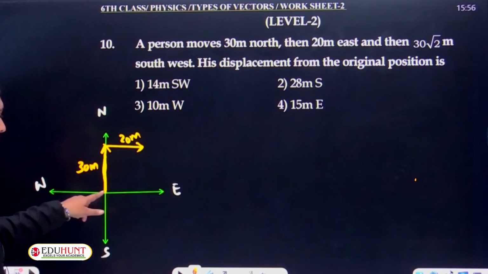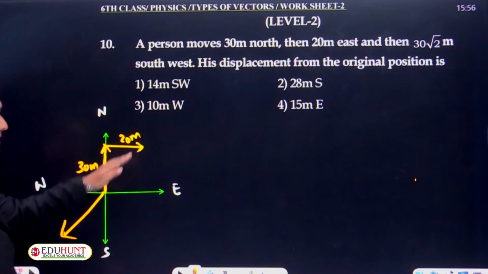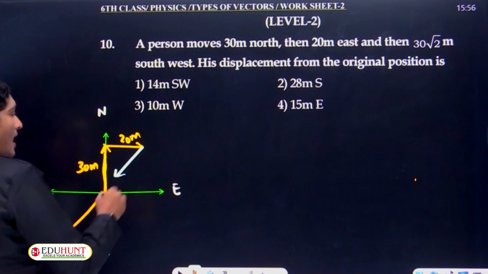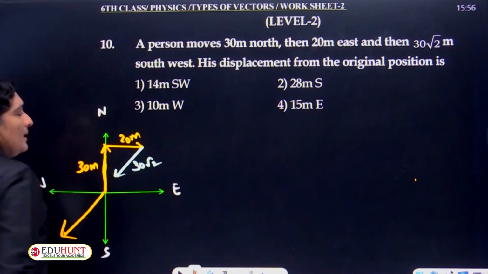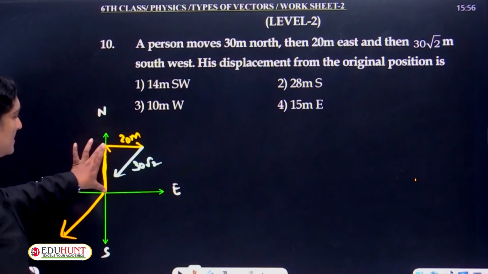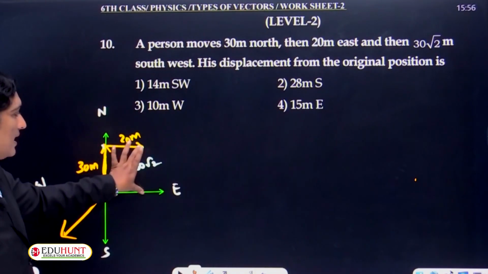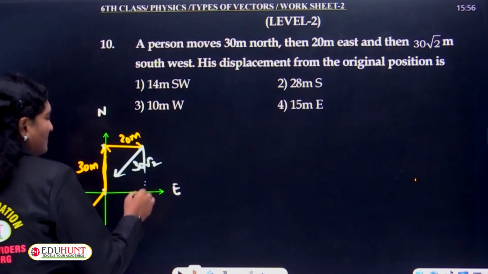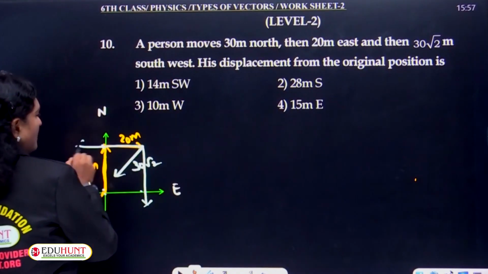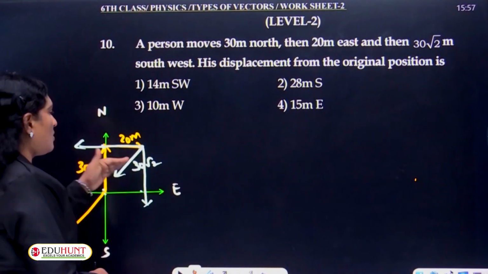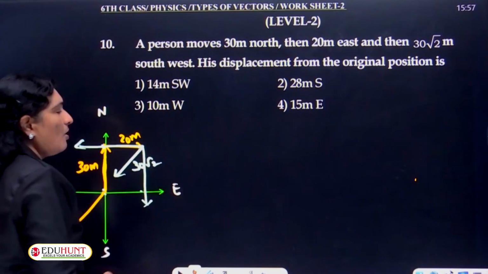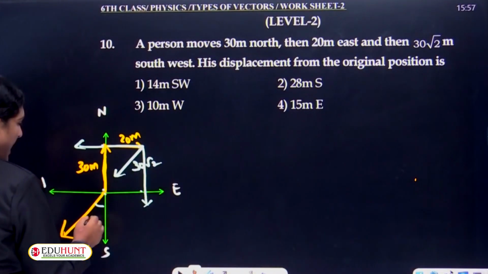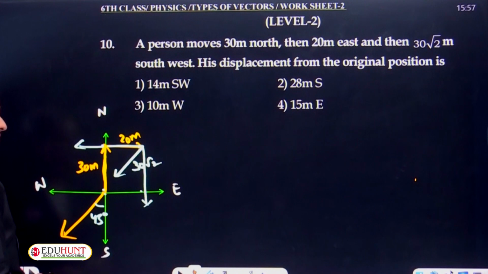Where is the southwest, children? Southwest will be in this direction, parallel to this. The southwest direction must be something like this. And how far is he covering? 30 √2 meters. Then 30 √2 is divided into its component vectors. Component vectors means one horizontal component, the other is your vertical component. So horizontal component 30 cos 45, vertical component also 30 cos 45. Why? Because the angle made by them will be 45 degrees for each.